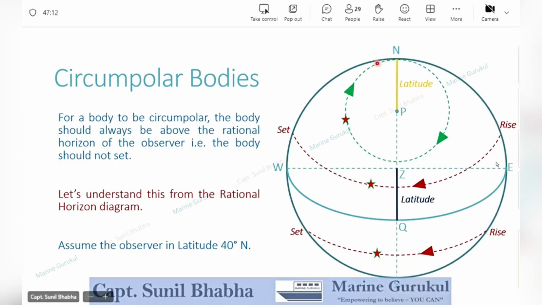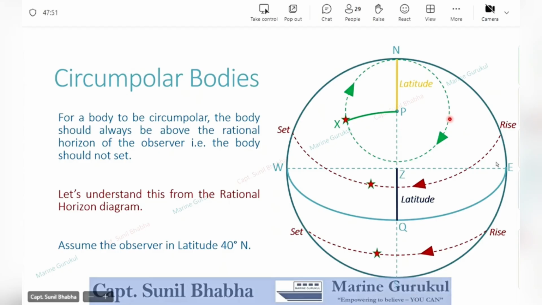Now the arrows show the direction in which the star will be moving on this particular circle. Now we can clearly see that the entire declination circle of this particular star is above the horizon of the observer. It touches the horizon at the north point but never goes below the horizon. So these bodies which remain above the horizon of the observer for full 24 hours and never set are circumpolar bodies.